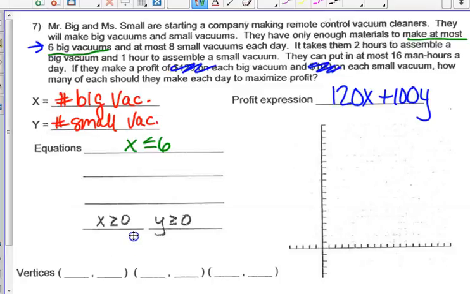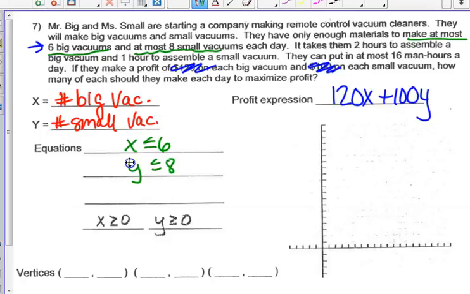I actually bolded those. There are 3 blanks for equations on the test, and I bolded the 3 parts of the problem that tell you the 3 equations. Oh, that was so kind. Okay, what else? At most 8 small. Y is less than or equal to 8. That's quite a bit.